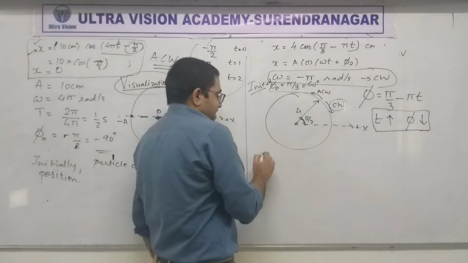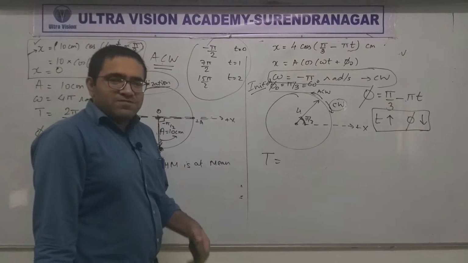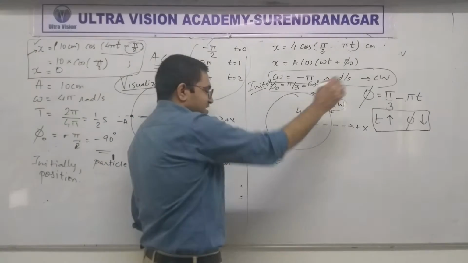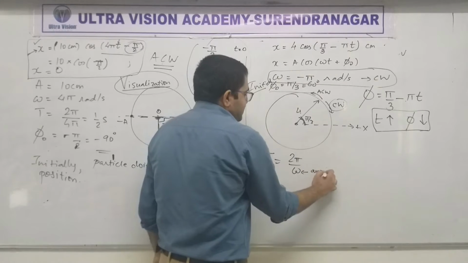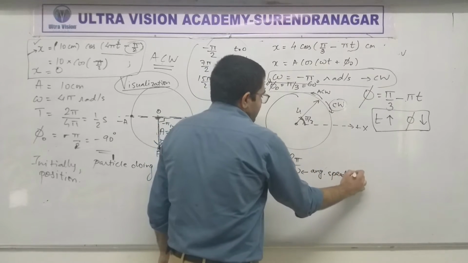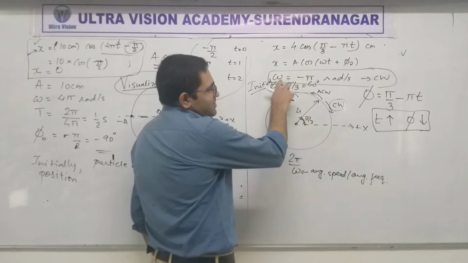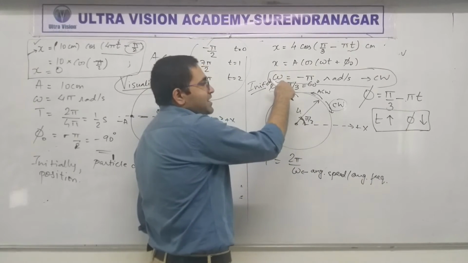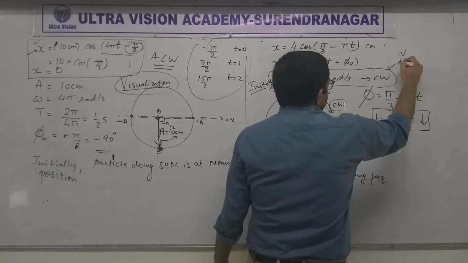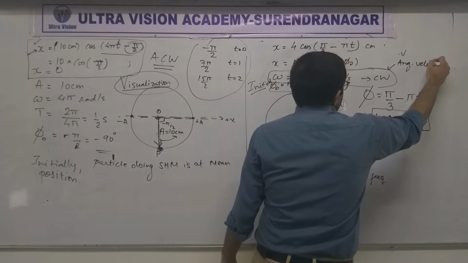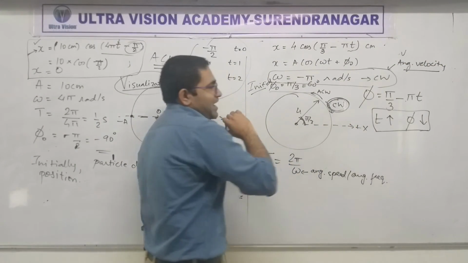Then what about time period? Raj asked about time period. Don't forget, time period is 2 pi by omega, where omega is angular speed or angular frequency. Both formulas are valid. This is actually angular velocity. I repeat, this is angular velocity. Do you understand what I am saying? This is actually angular velocity because it's also indicating direction.